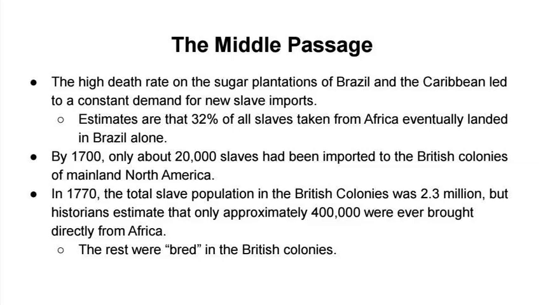By 1770, another 70 years, however, the total slave population in the British colonies was 2.3 million. But historians estimate that only about 400,000 were ever brought directly from Africa. Here is the crazy thing for us in the modern world to wrap our brains around: the rest were bred in the British colonies. Yes, you read that correctly. Slaves were thought of and treated like livestock.